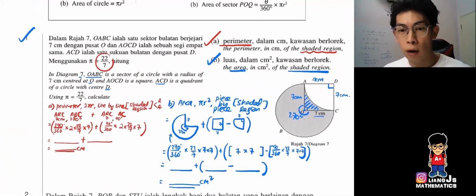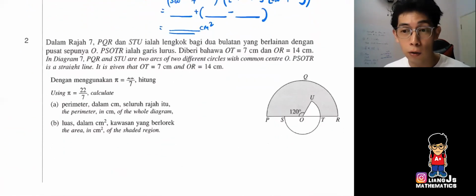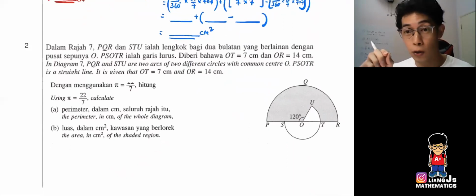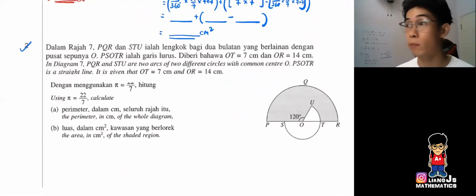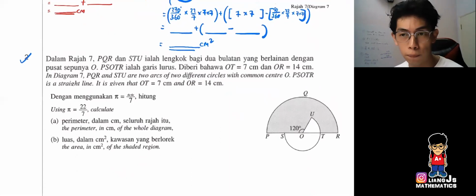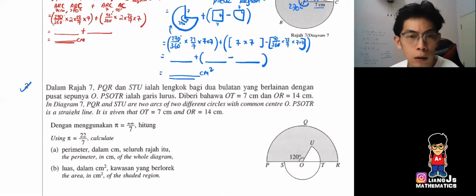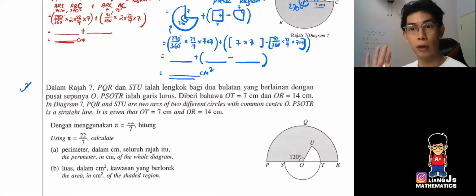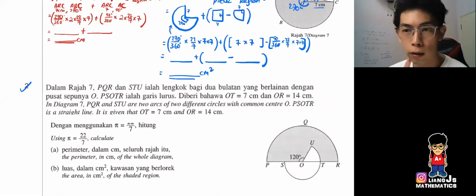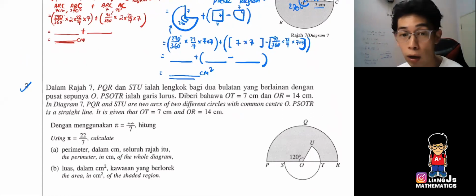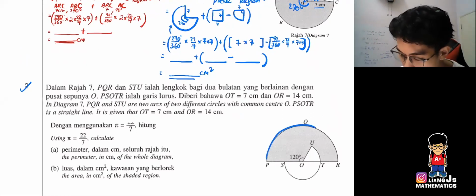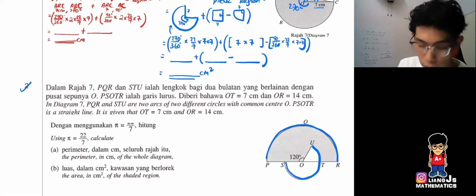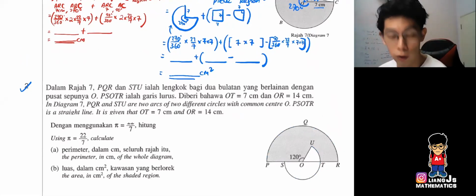Okay, now everyone, I move down. We do it faster for this question. Question 2. Radius, angle, don't forget. Whatever radius and angle, I just put inside. In diagram 7, PQR and STU are 2 arcs. PQR is one of the arcs, and STU is the bigger one. Okay, 2 arcs. I throw it out, it's not important now.